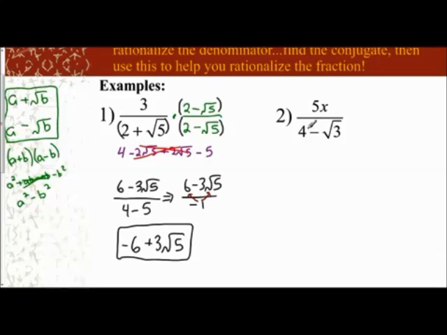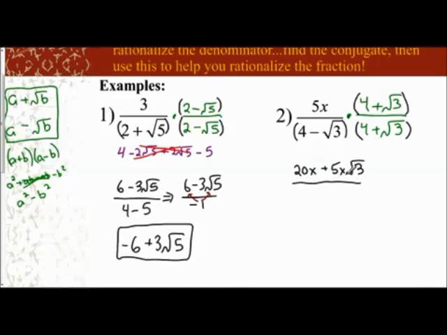Let's try this example. I have 4 minus radical 3 in the bottom. So I'm going to rationalize it by multiplying by 4 plus radical 3 in the top and 4 plus radical 3 in the bottom, my clever form of 1, just changing the operation. Anything that's a binomial gets parentheses put around it to assist me with distributing, and then I distribute. Distributing the top, easy, 5x times 4, 20x. 5x times radical 3, well, that's just 5x radical 3.